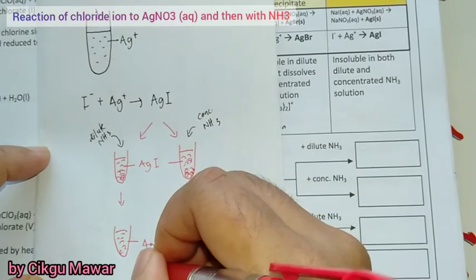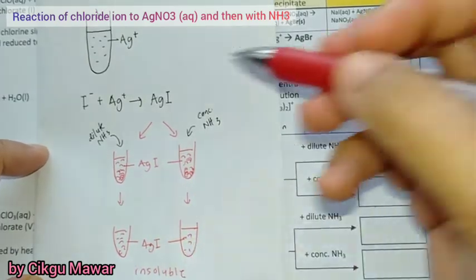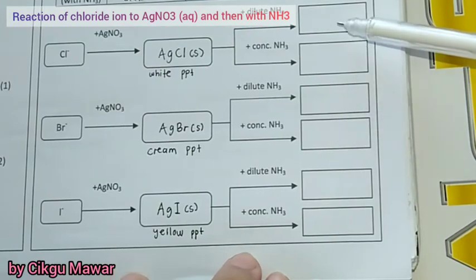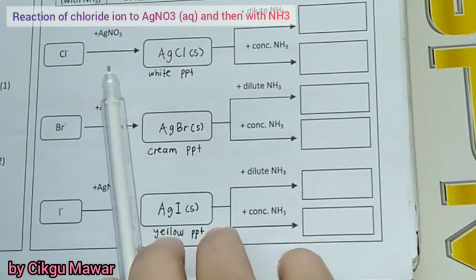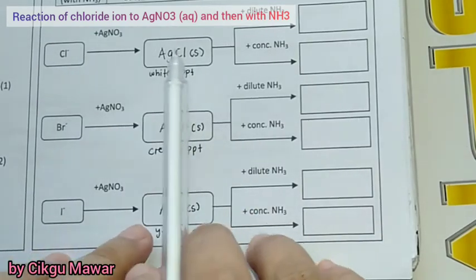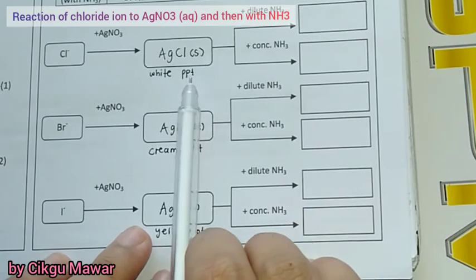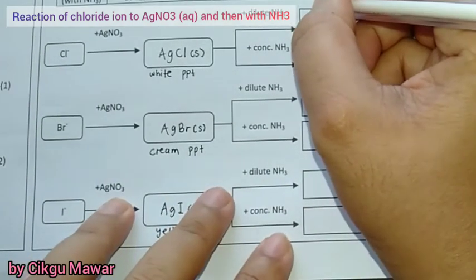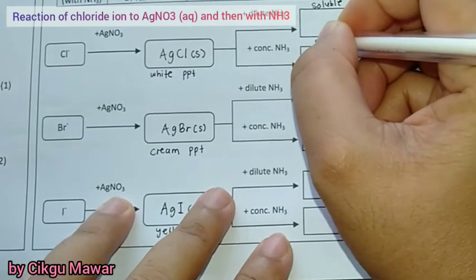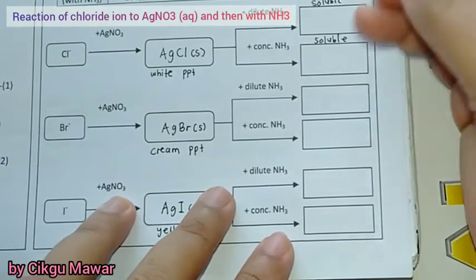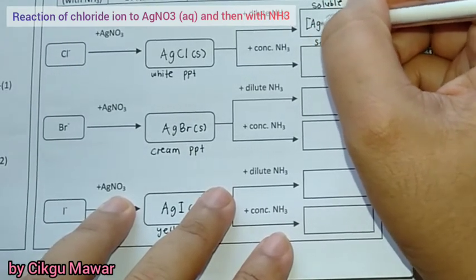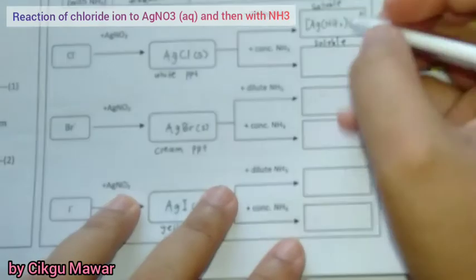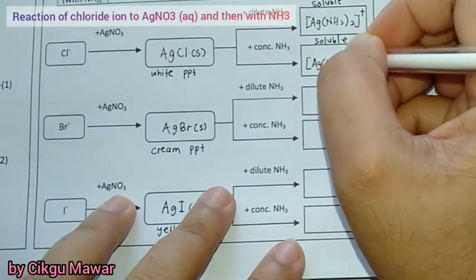Insoluble. Alright, so this is the observation of the three halides. Now, class, let's complete the box here. For the first halide, chloride ion, when we react with silver nitrate, we get silver chloride precipitate, which is a white precipitate. When we react with both dilute ammonia and concentrated ammonia, both are soluble, and we get diamminesilver(I) ion. Both are the same.